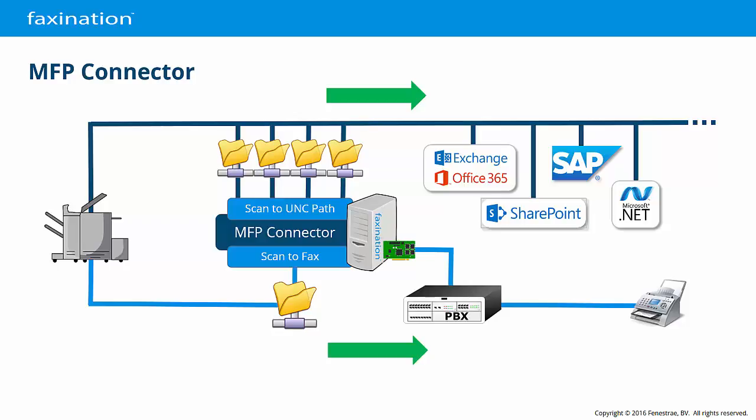The number of UNC paths that you can monitor is limited only by the capabilities of the MFP device itself, and any inbound capable Faxination application connector can be configured as the destination.